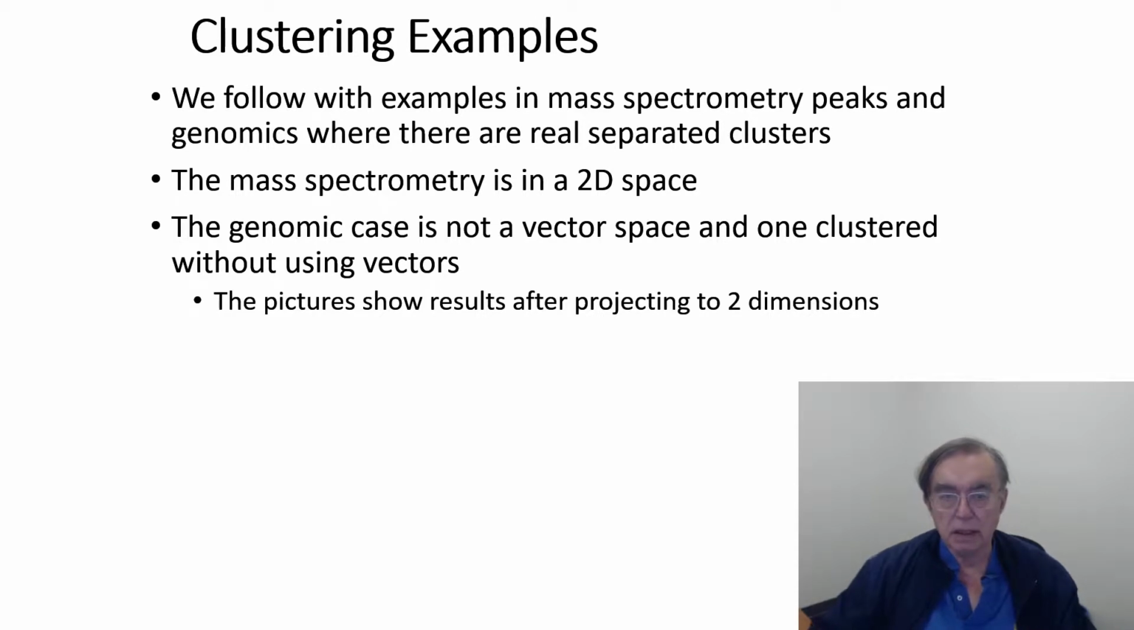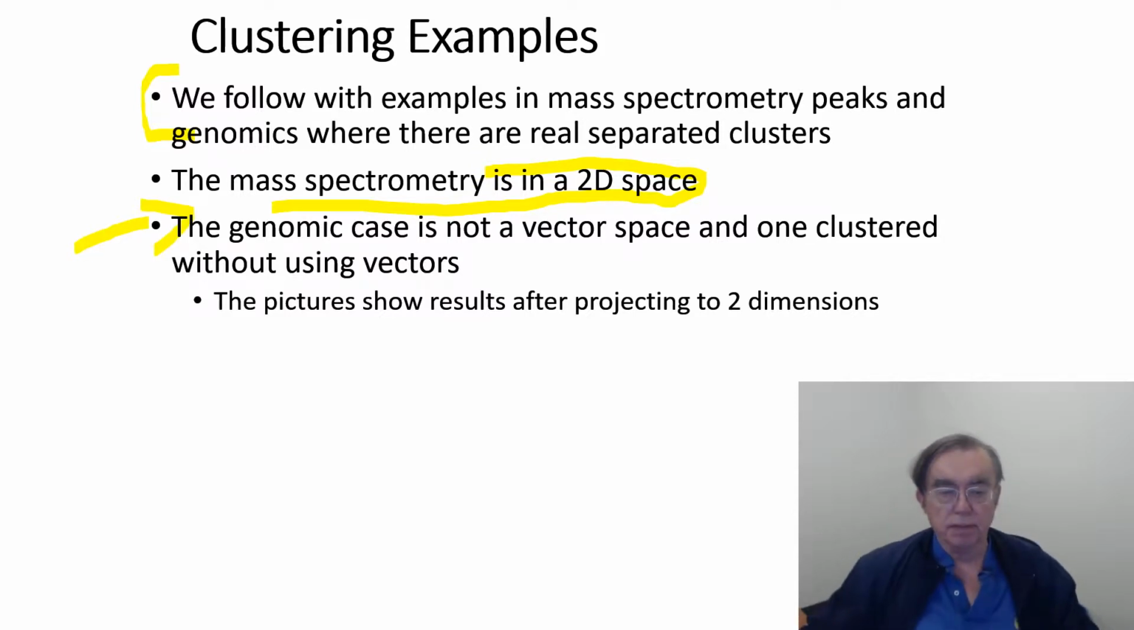All right. Then we have some more examples here of separated data, some where there are not real clusters and some where there are real clusters. Mass spectrometry is a real two-dimensional space. The genomic case, which we actually saw already in the WebPlotViz examples.